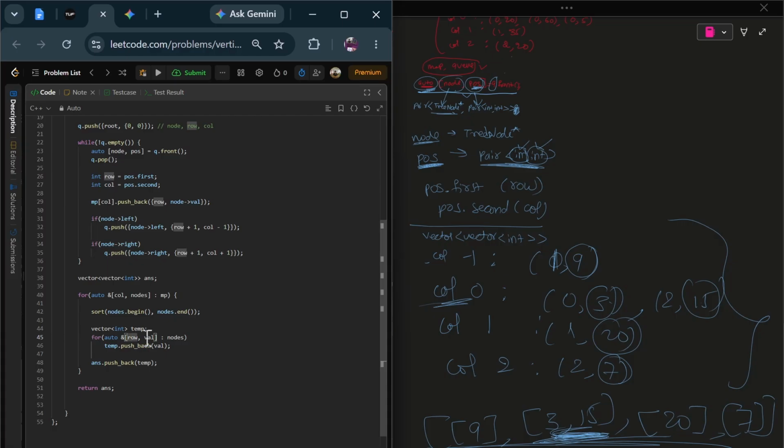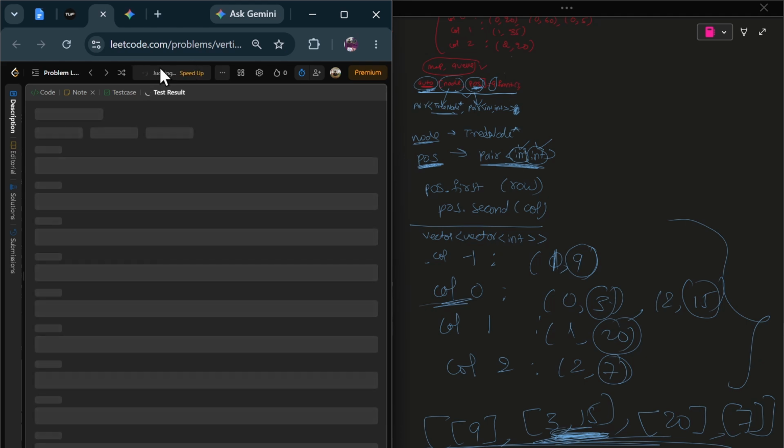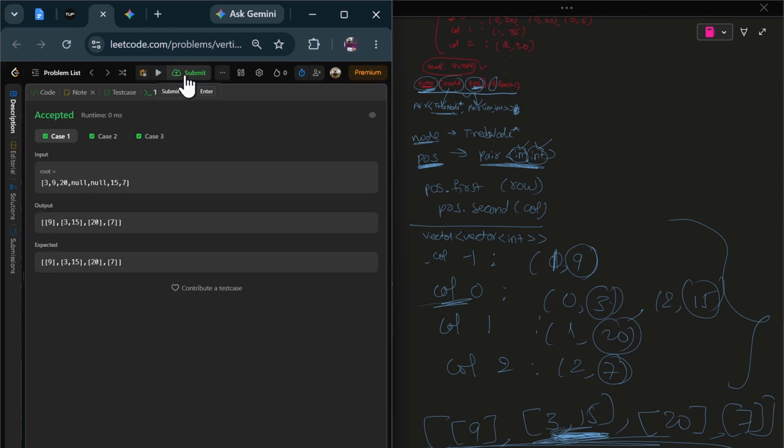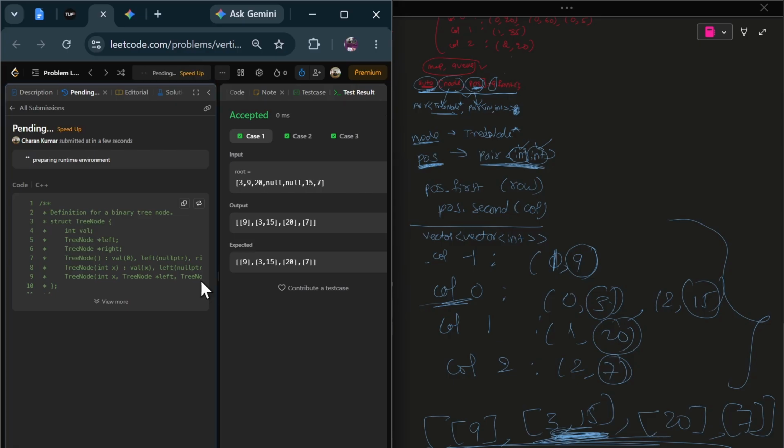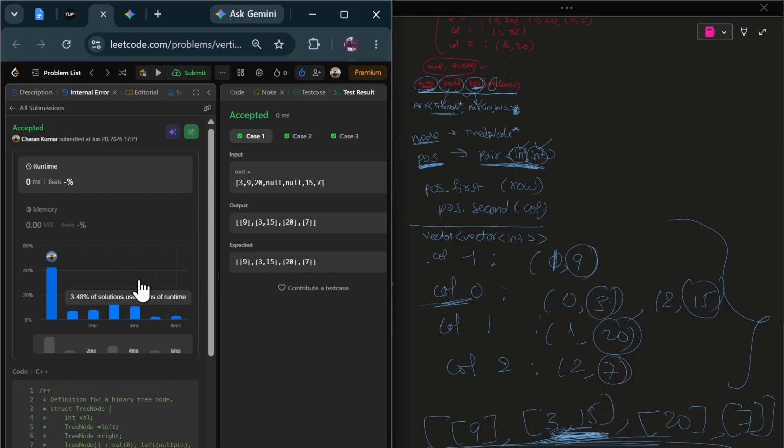How? Because I am getting the row and the value from these nodes, from the map dot nodes, the second value, and we are populating the temp. Finally we are pushing all the temp values into the answer, and finally we are returning the answer. I hope this makes some sense now. If I run this, you can see this will be running absolutely fine. And if I submit this, you can see this will be submitting successfully, I think. So it's compiling now. You can see all 34 test cases have been successfully passed.